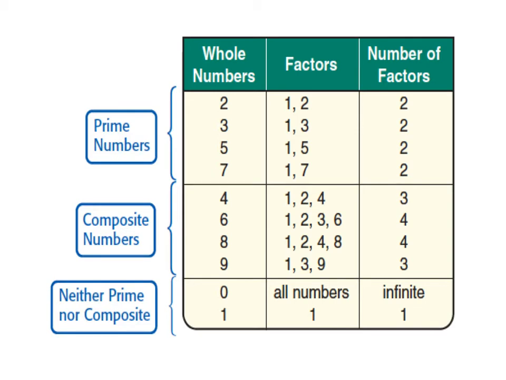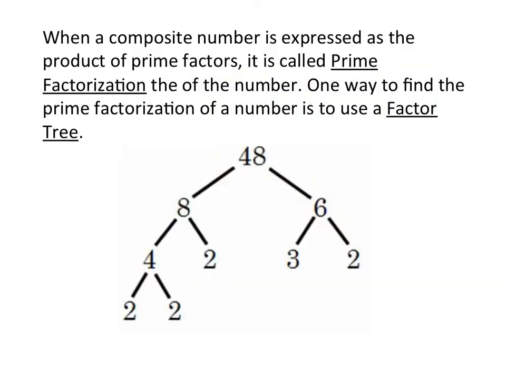in your algebra career. All right, in this slide we have two key terms, prime factorization and factorization or factor tree. When a composite number is expressed as the product of prime factors, it's called the prime factorization of the number. One way to find the prime factorization of a number is to use a factor tree. And you have an example of 48 made into a factor tree until we cannot go any more.